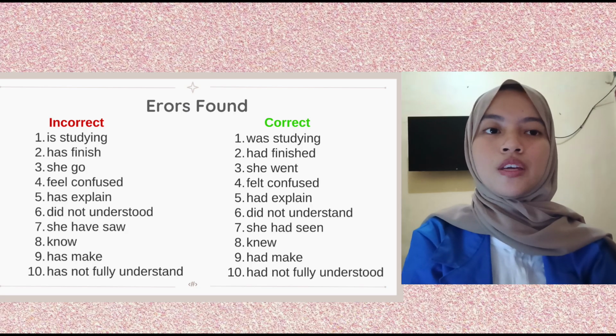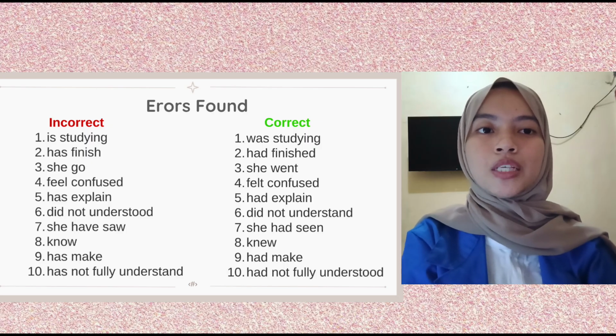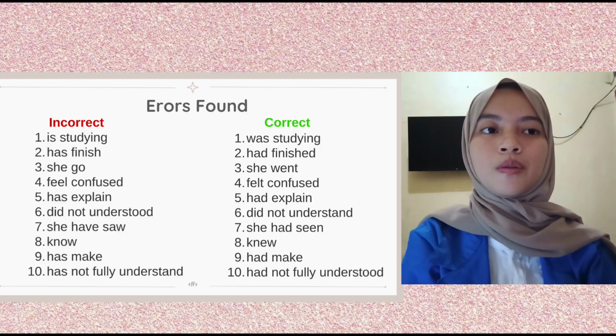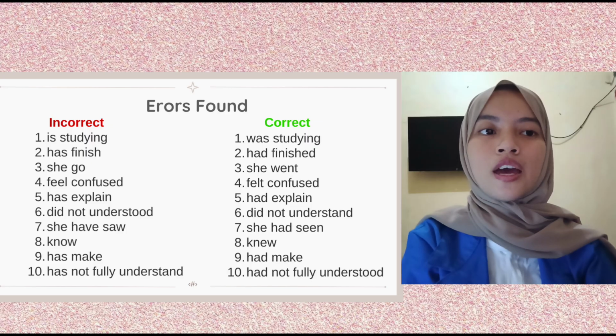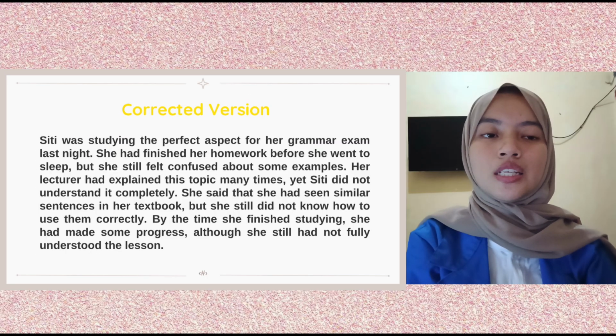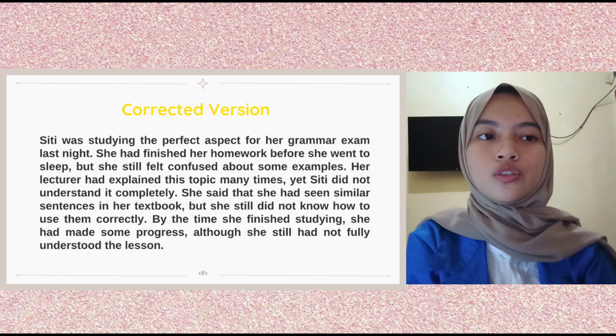"Has made" becomes "had made." Past perfect requires the past participle "made." "Has not fully understand" becomes "had not fully understood." Past perfect negative forms need "had" plus verb 3. These corrections show the proper use of perfect forms and past participle.